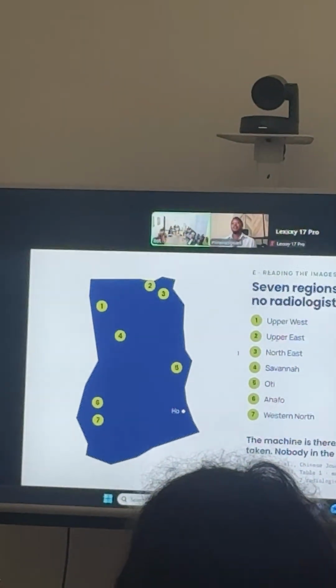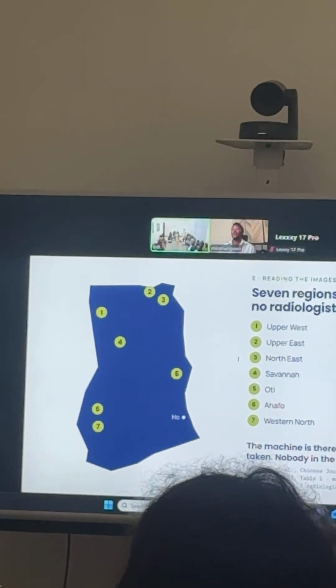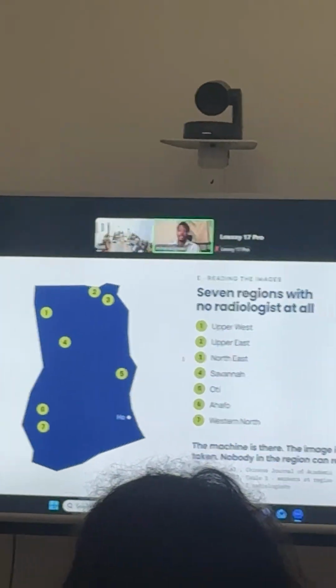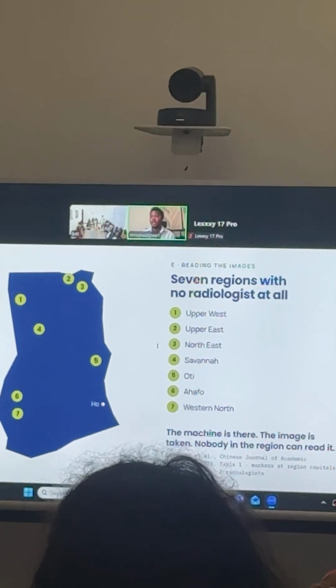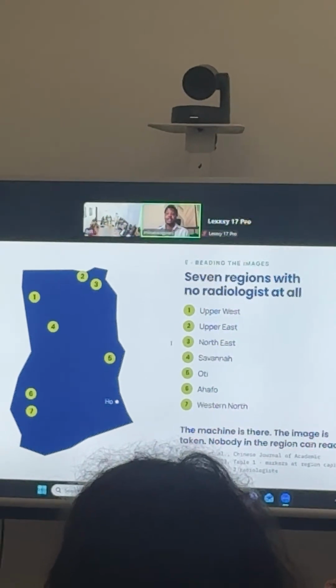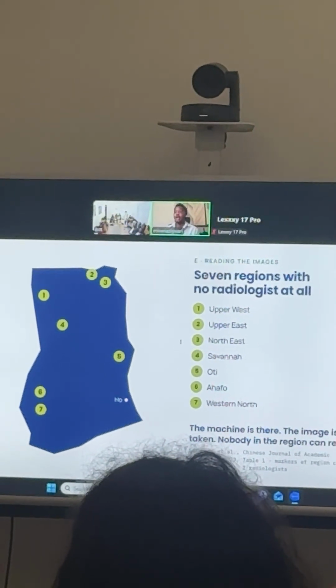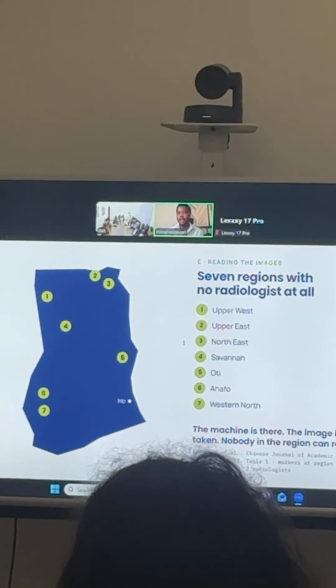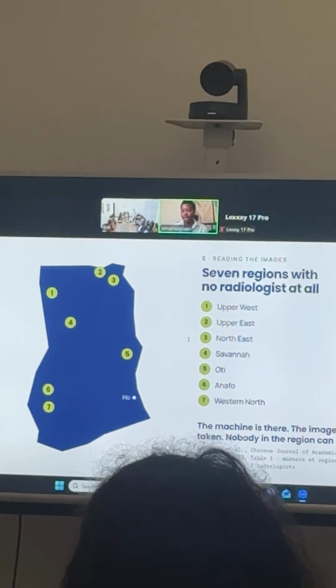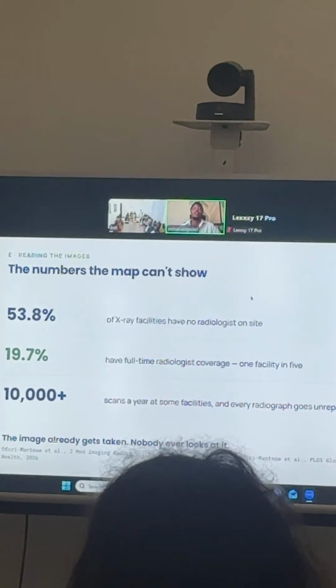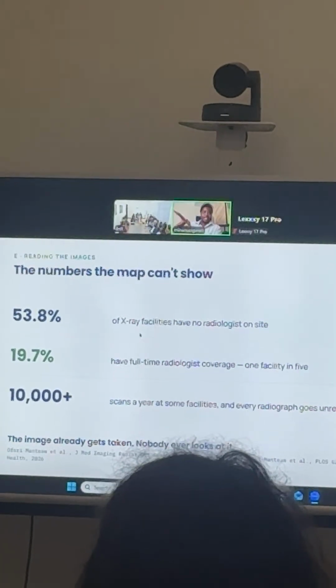And Ghana also has a massive shortage of radiologists. 7 provinces in Ghana do not have a radiologist. They have the machines there, and the images are taken, and nobody in the region actually reads them. And this is where I'm going on to the next part of the presentation.